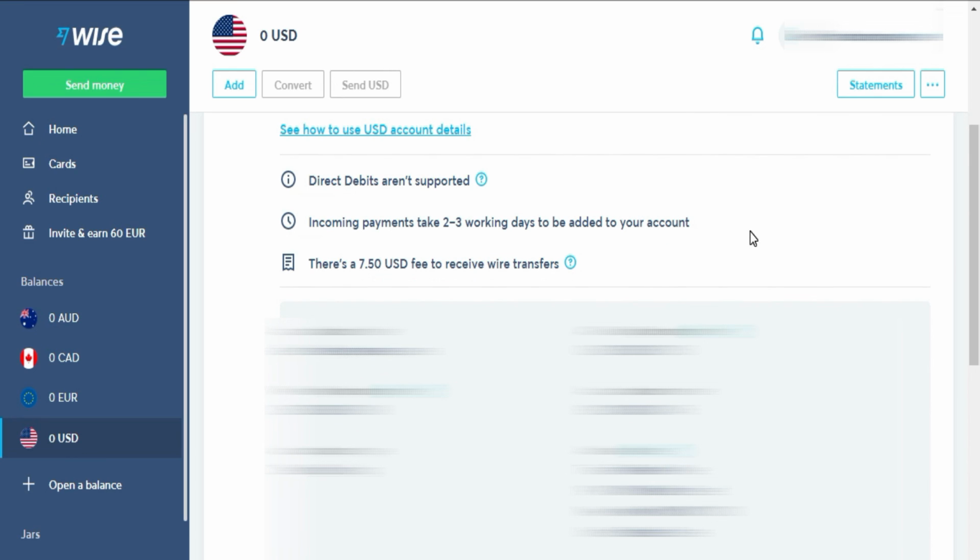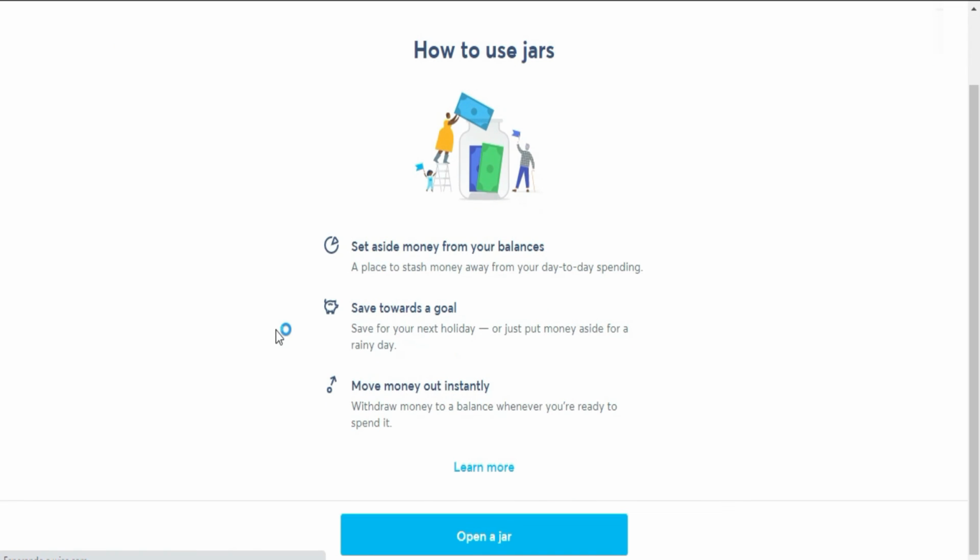Finally, in jars, you can create a savings account by setting aside money you have in your balance and setting goals for amounts you want to reach. One more way to manage your money within Wise.